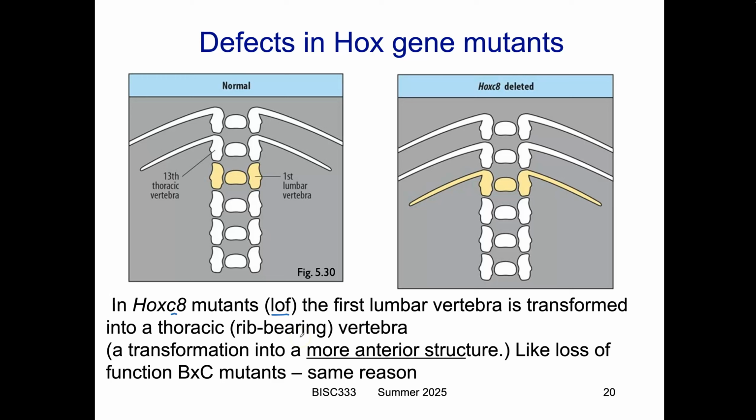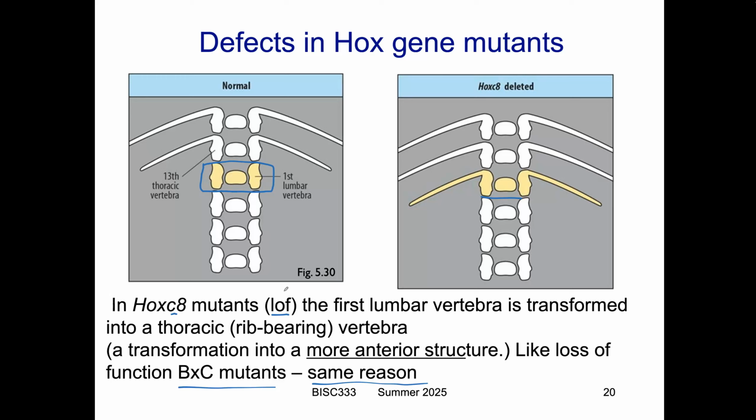And when you have a loss of function, which is a complete deletion, and the mouse is homozygous for that deletion, the first of the lumbar vertebrae, which is the one right below, so there's no rib attached to this one, gets transformed into a more anterior structure. So it's like the loss of function bithorax mutants that we talked about in flies, and the reason is the same.